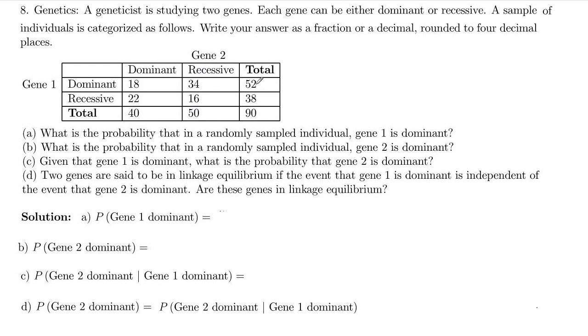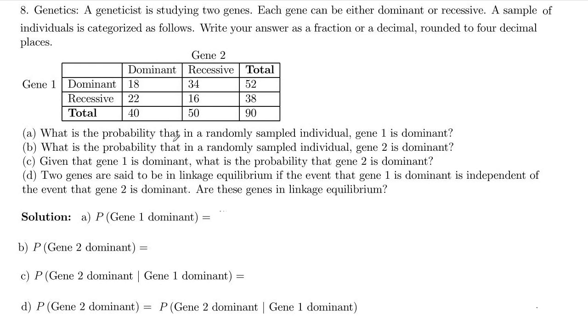So the 52 is the total number of individuals where gene 1 was dominant, just looking at gene 1. 38 is the total where gene 1 was recessive. 40 is the total where gene 2 is dominant. 50 is the total where gene 2 is recessive.